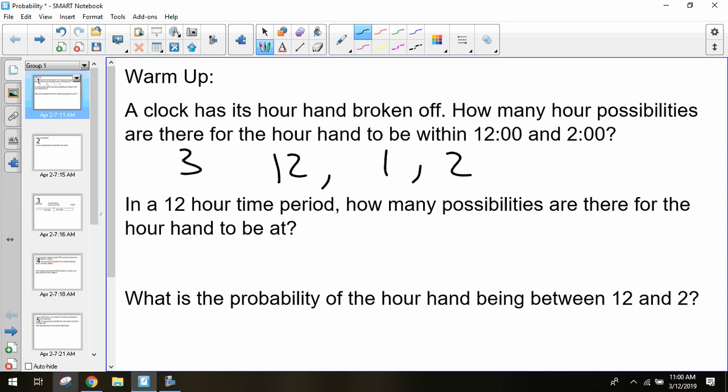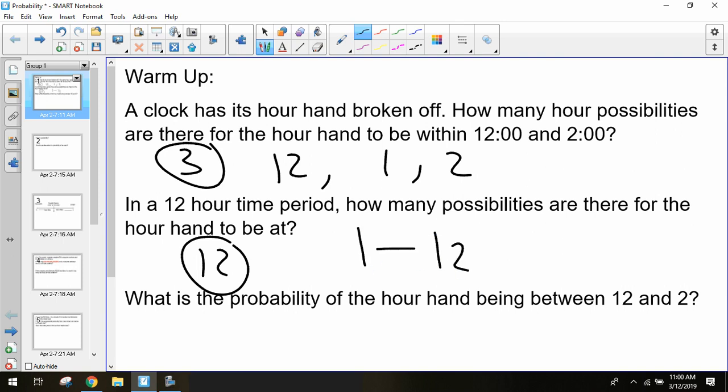Assuming we're just taking the hour location, we're not worrying about half an hour, so we won't worry about that. In the total 12-hour period, how many possible locations are there for the hour hand? Just 12. That could be anything from 1 to 12. Those are all the possibilities for that hour hand to be at on those clock periods.